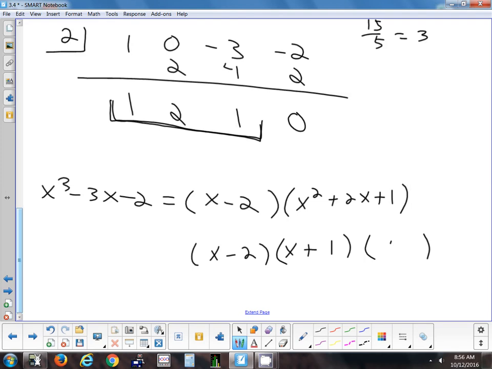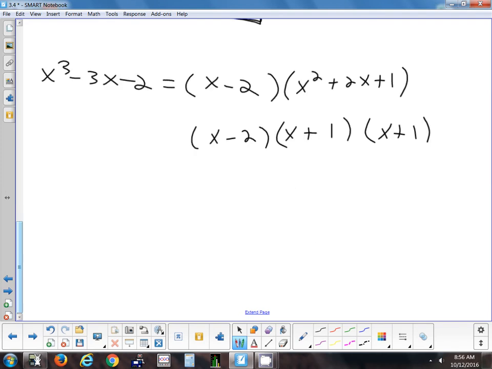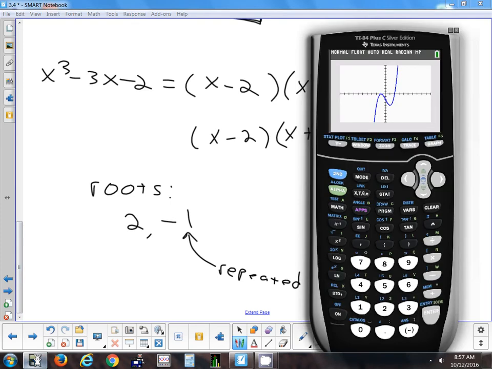X plus 1. So when we look at our roots, we already know 2 is a root. We confirmed that. And we don't have to do synthetic division again because we were able to factor it. So now we can just set each factor equal to 0 and solve. So what's my other root? -1. And what's special about this root? It repeats, which is exactly what we thought by looking at the graph. Okay, -1 is a repeated root.